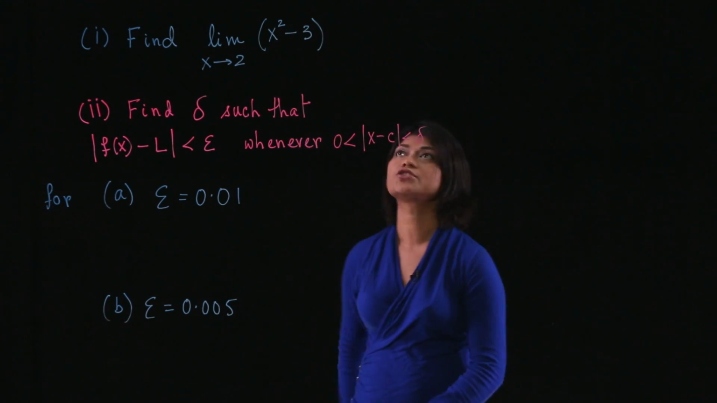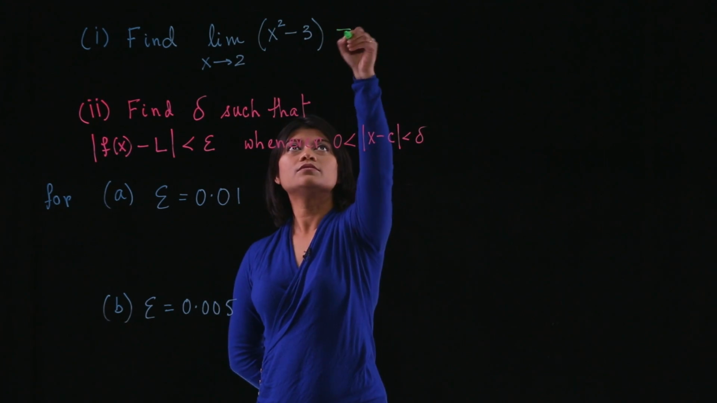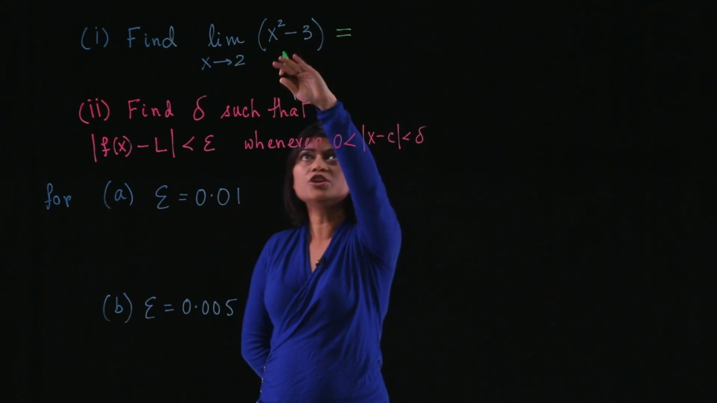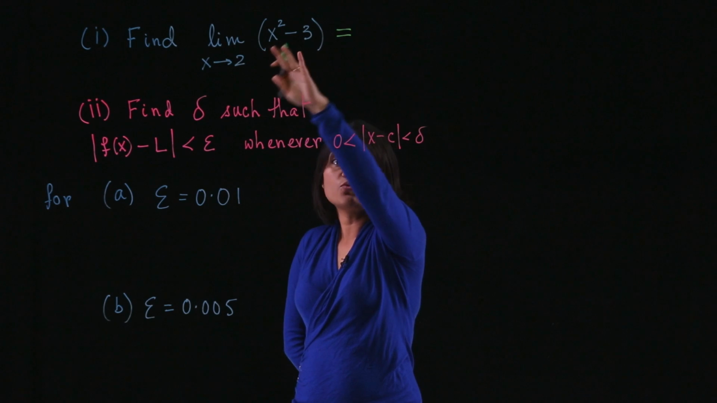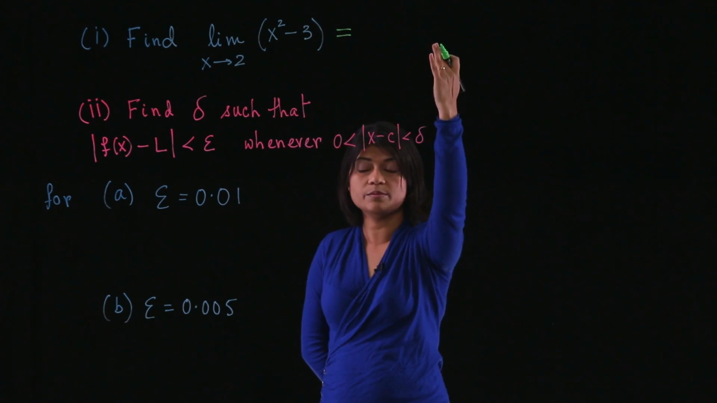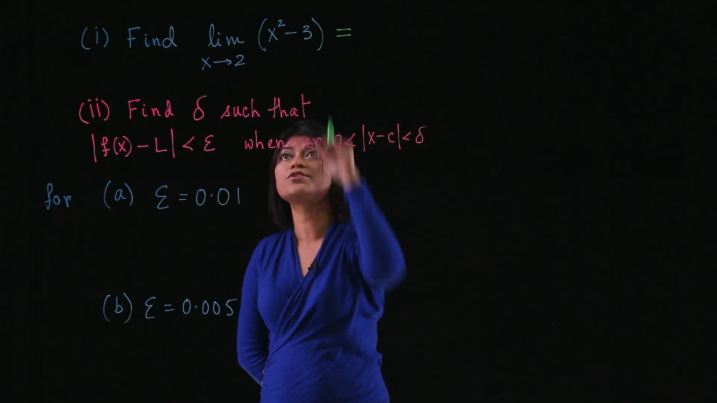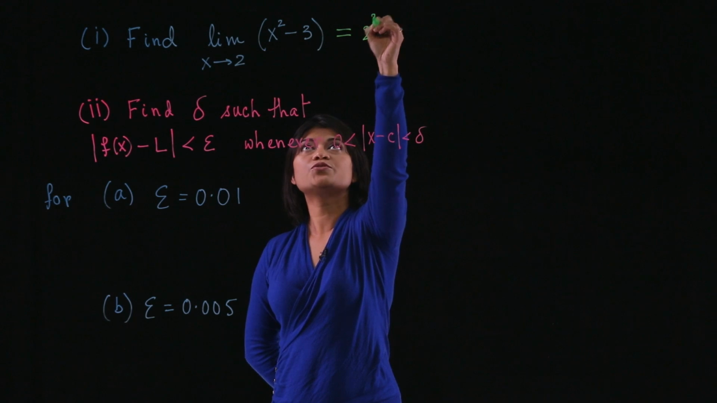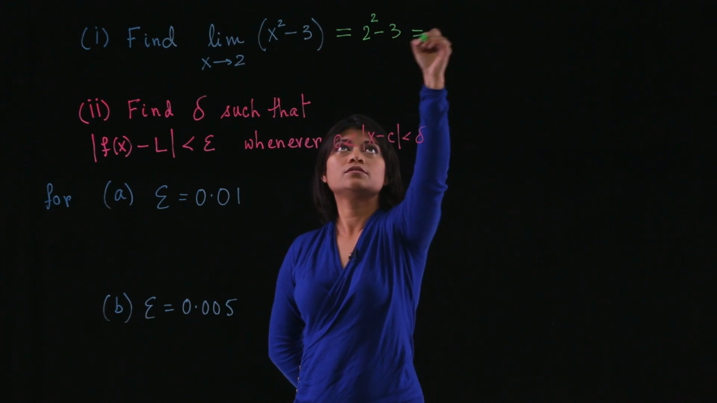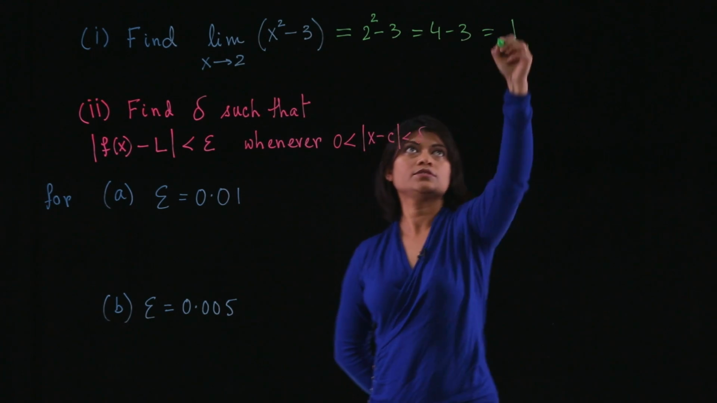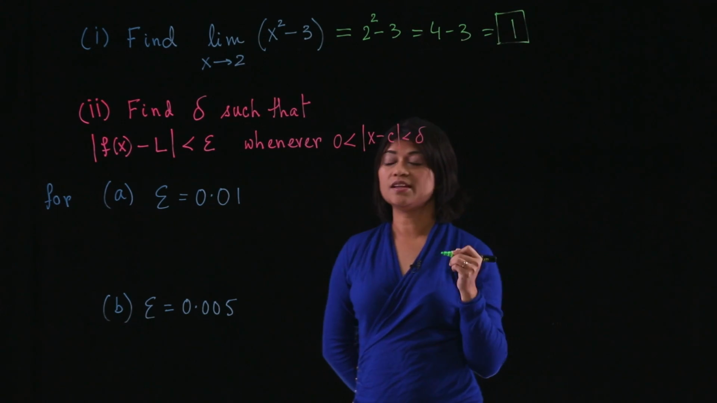Let's find the limit first. So notice that this is a polynomial. There is no denominator, no square root, so you can just directly substitute and you will be able to find the limit. So let's do that. Directly substitute x equals 2 and the limit will be 2 squared minus 3, so 4 minus 3, which is 1. So this is the limit.